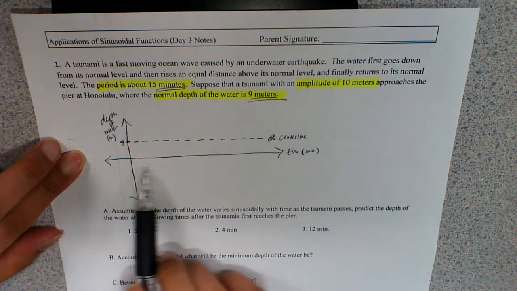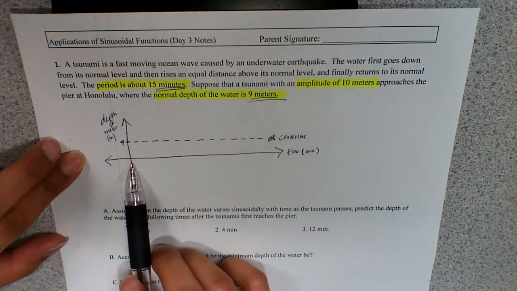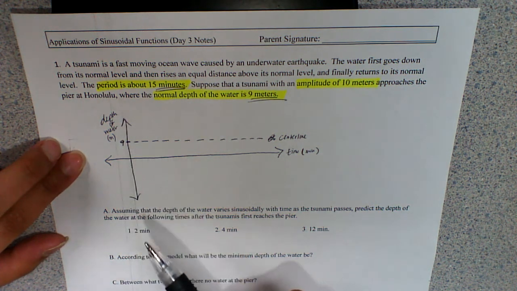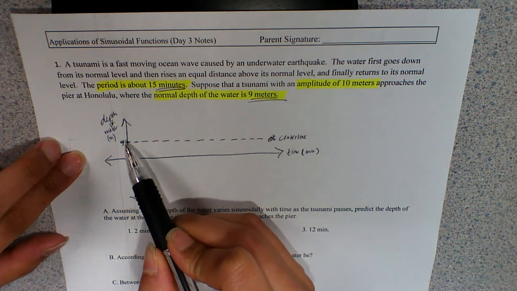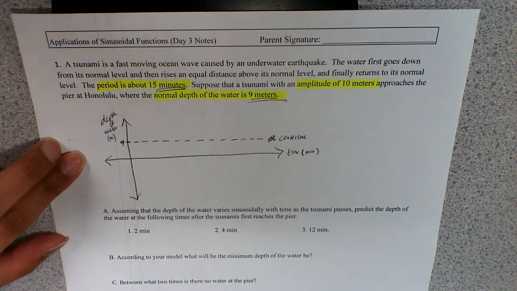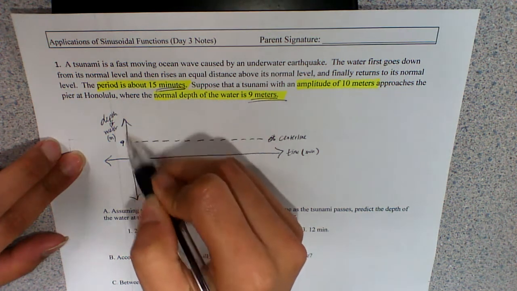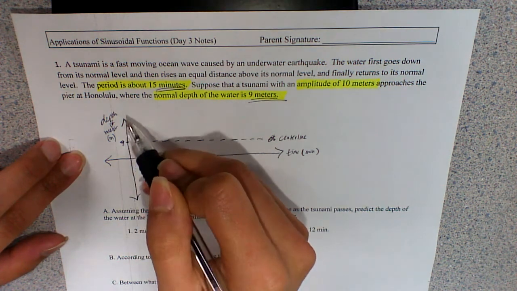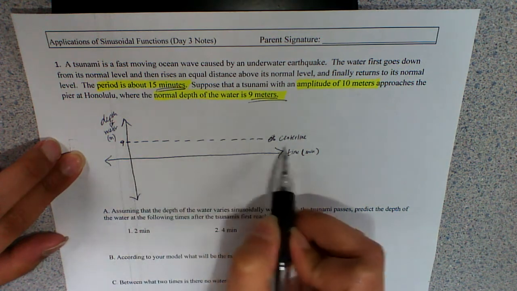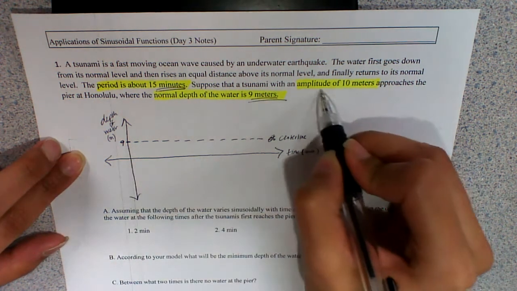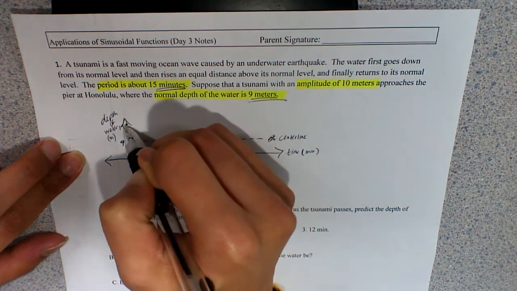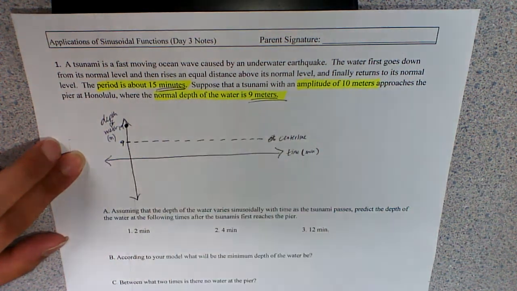Now, if you think about it, the time starts ticking after the tsunami actually hits. So what that means is that the high on the tsunami will be when time is 0. In other words, the high point will be directly on the y-axis. So if I know the normal, the mid, the center line, is at 9 and I have an amplitude of 10, that means my highest point will be at 19. There you go. And like we said, it's on the y-axis, so there's your first point.